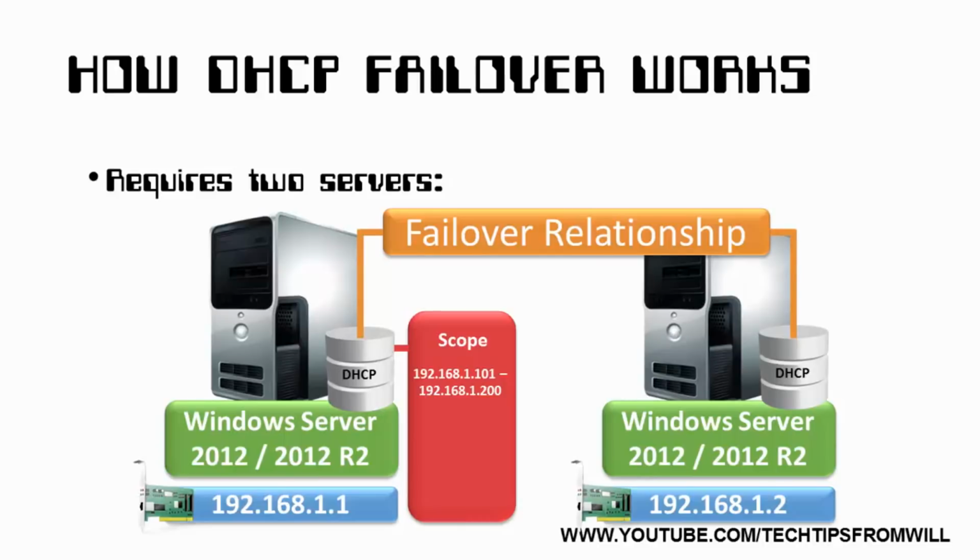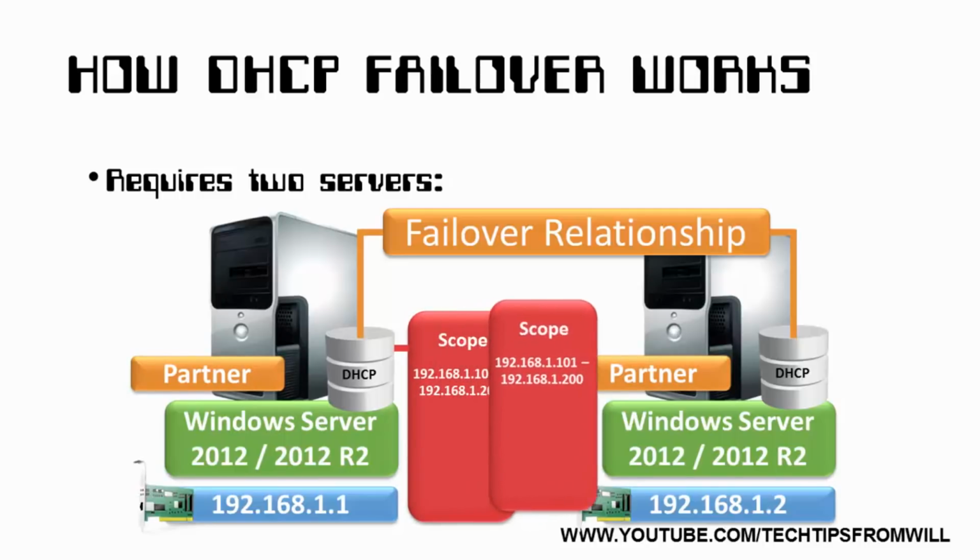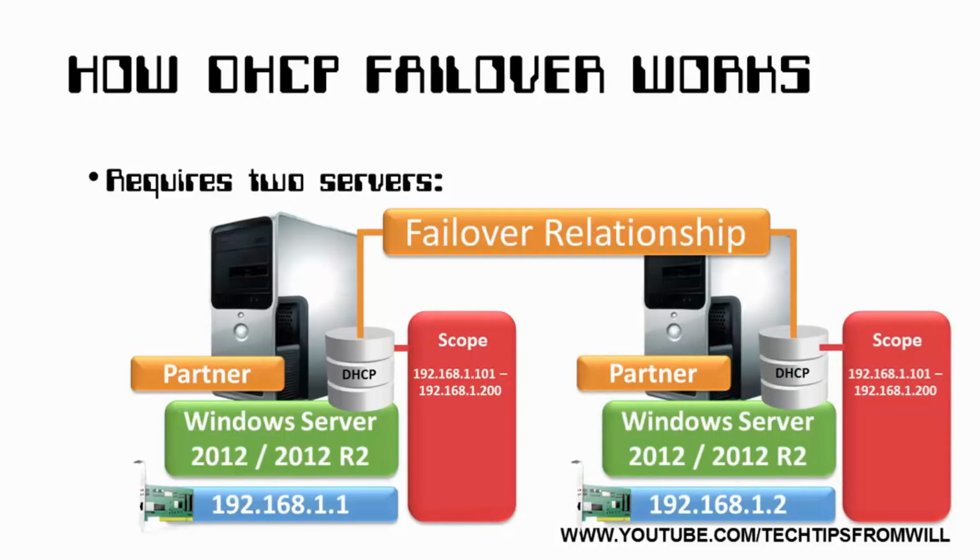Each of the DHCP servers participating in the failover relationship are called partners. When the failover relationship is established, I am able to replicate the scope I created earlier with the other DHCP server. When replication occurs, absolutely everything configured within that scope, such as the leases, exclusions, reservations, and DHCP options, is synchronized with the partner server.